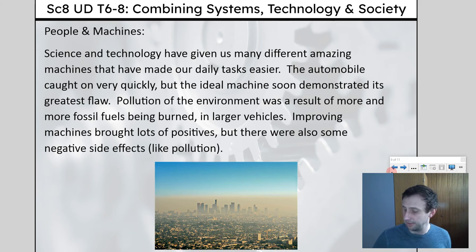Anyways, it's neat. Now there's problems with this, as I'm sure you already know. Science and technology have done amazing things, but sometimes we have not thought fully about the consequences, or kind of left it as tomorrow's problem. So science and technology have given us many different amazing machines that have made our daily tasks easier. The automobile caught on very quickly as an example, but the ideal machine soon demonstrated its greatest flaw, which is of course pollution that is increasing all the time. Pollution of the environment was a result of more and more fossil fuels being burned in larger vehicles. Improving machines brought lots of positives, but there were also some negative side effects like pollution.